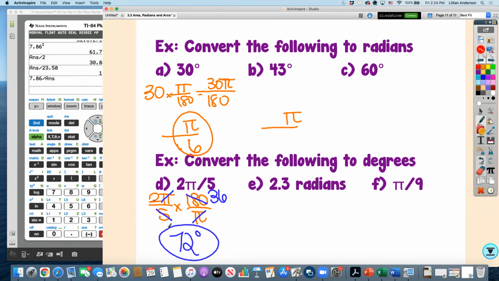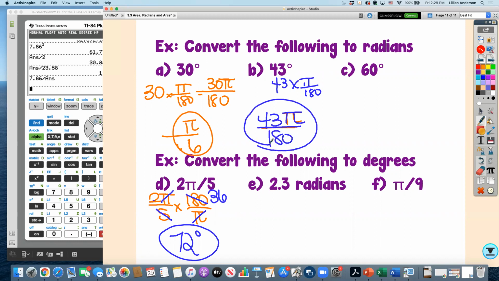Okay. I want you to do B, C, E, and F, converting it to either degrees or radians. So when I multiply 43 by pi over 180, what did you get? 43 pi over 180. It didn't reduce? No. Can y'all confirm that? So this one can't reduce. You cannot have a decimal. The calculator will reduce. What about 60 degrees? Would that go down to 1/3? So then it'll be pi over 3.